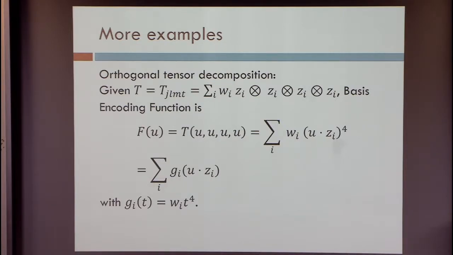And then the basis encoding function induced by this tensor decomposition problem is just evaluating the tensor at u, u, u, u. After you write this, it just becomes this function here, the summation of wi times (u·ci) to the fourth, which is in the form of the previous one, after you take as contrast the weights times the fourth power.